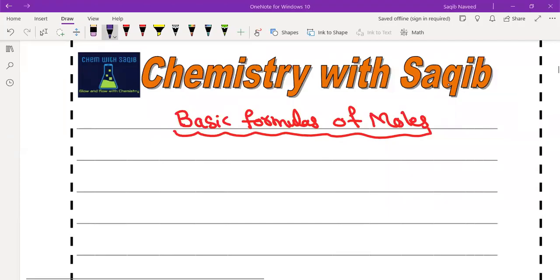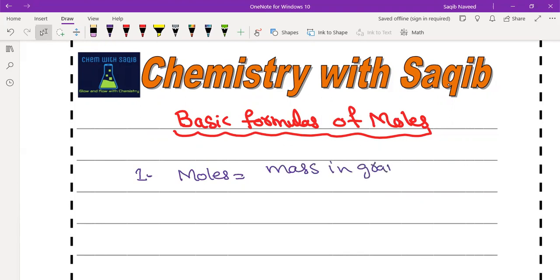So today we will discuss the basic fundamental formulas which are involved in the moles calculation. Now, our first one is how to find mole. So it's the formula that is moles equal to mass in grams divided by molar mass. So this is the first basic formula which we use in the moles calculation or stoichiometric calculation.